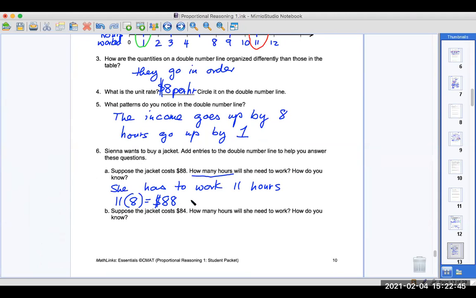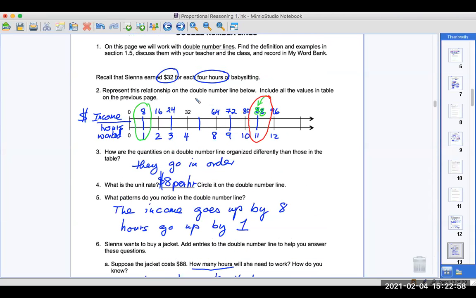How do you know? Use the double number line. I'm not good at how do you know. I'm expecting you to be, but I myself, yeah, we just used the double number line.